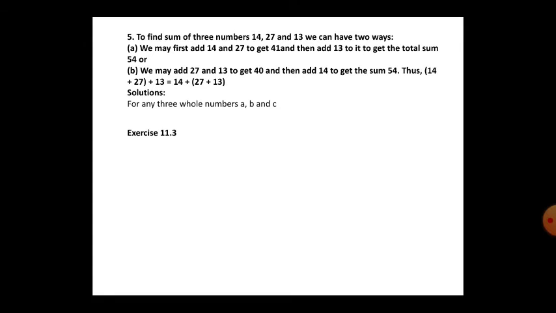So first, if you add 14 and 27, you will get the answer as 41. Then to that 41 you can add 13. So if you add that, you will get the answer as 54. That is one way. Another way, we may add 27 and 13 to get 40, and then add 14 to get the sum 54. So this is the other way.